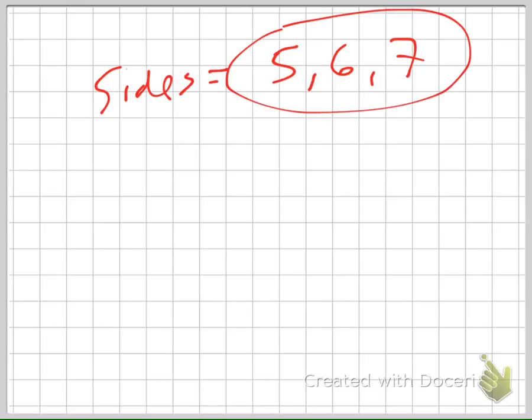Let me give you another one. This time I'm not even going to draw it. I'm going to tell you that the sides are 5, 6, and 7. Those are the sides. You, right now, use the Pythagorean theorem to tell me whether or not the triangle that has sides of 5, 6, and 7 is a right triangle.